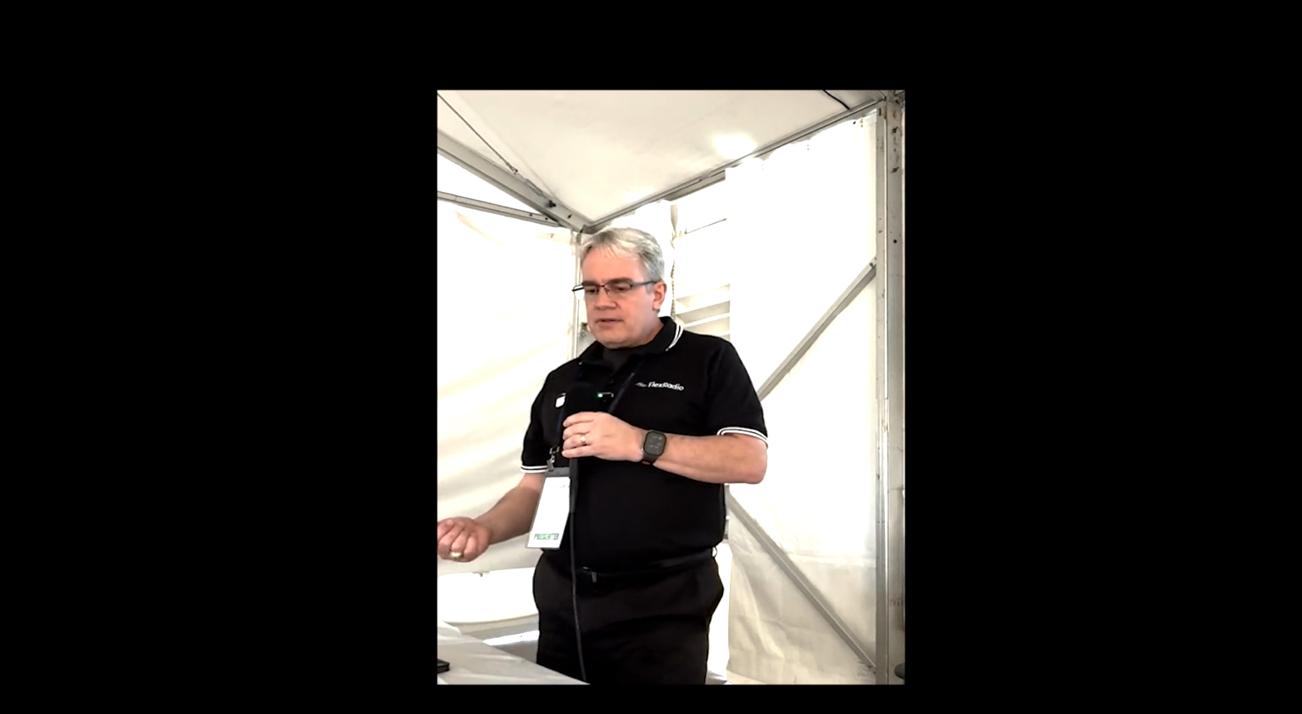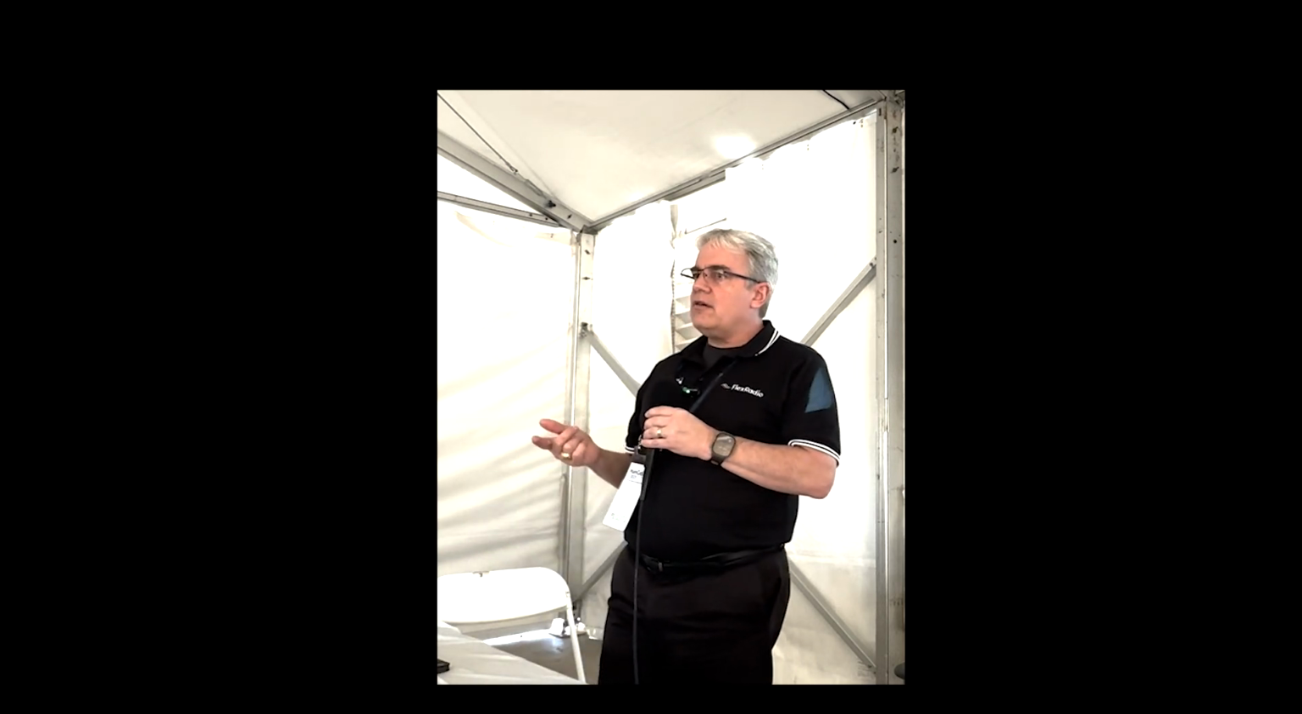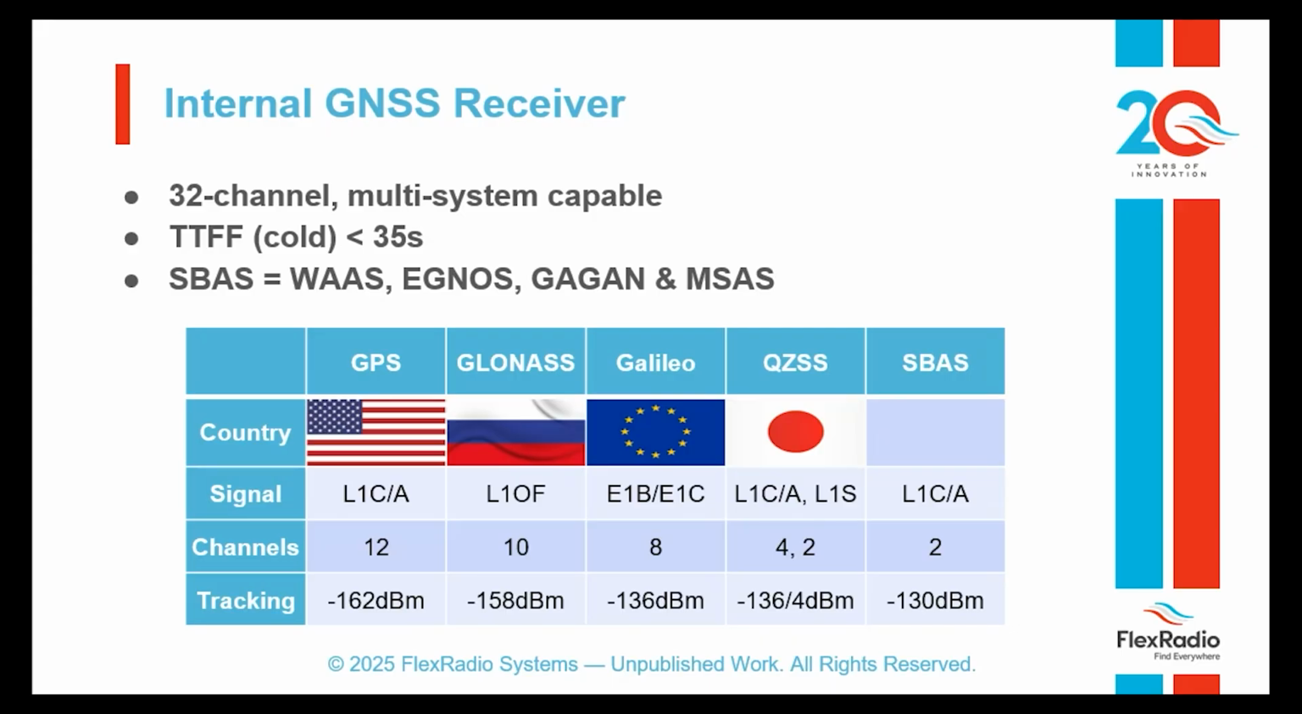The internal GNSS receiver is a 32-channel multi-system capable L1 GPS. Time to first fix is 35 seconds, so it's a modern day GPS. It does have wide area augmentation on it as well. These are the 4 systems that it tracks: the American, Russian, European, and Japanese systems. So it works with any of those sets of satellites.